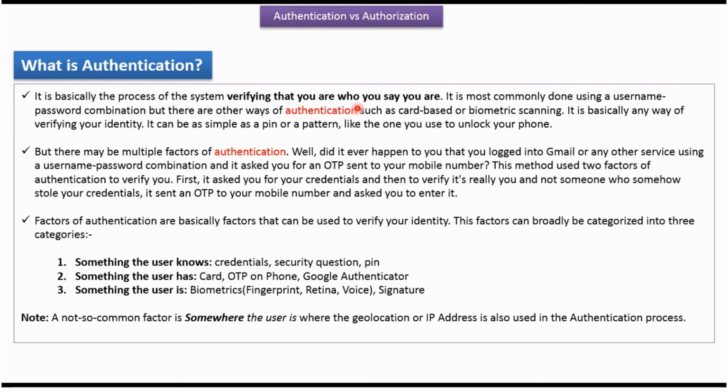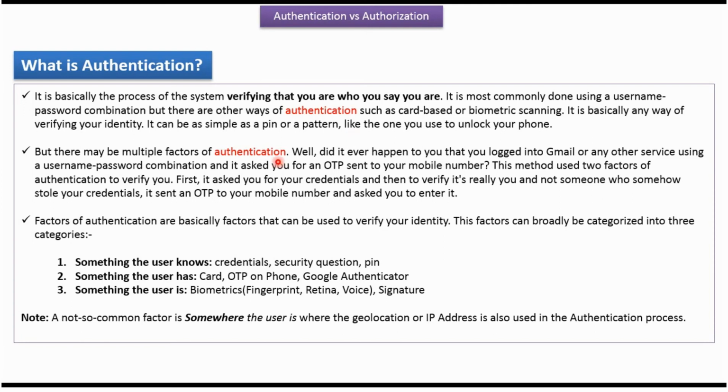Authentication is basically the process of the system verifying that you are who you say you are. Authentication is most commonly done using a username and password combination. There are other ways of authentication such as card-based or biometric scanning, etc., and it is basically any way of verifying your identity.